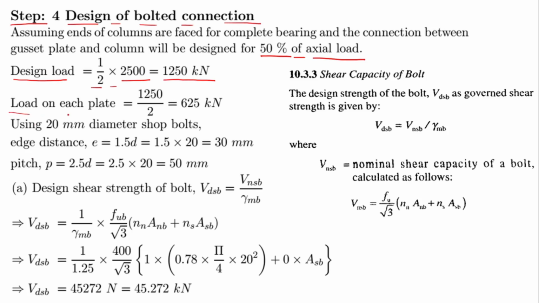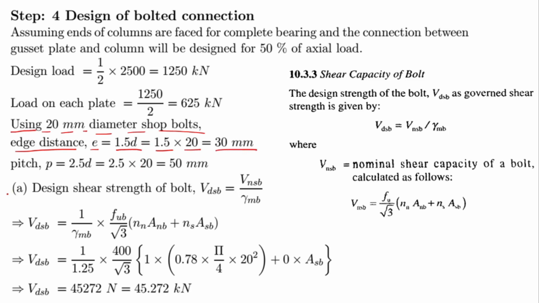Load on each gusset plate: we shall provide two gusset plates on the two flanges of the column. Therefore, each gusset plate will carry 1250 by 2, that is 625 kilonewton. Using 20 mm diameter bolts, edge distance e equals 1.5 times the nominal diameter of the bolt, that is 1.5 into 20, that is 30 mm, and pitch p is taken as 2.5 times the nominal diameter of the bolt, that is 2.5 into 20, that is 50 mm.